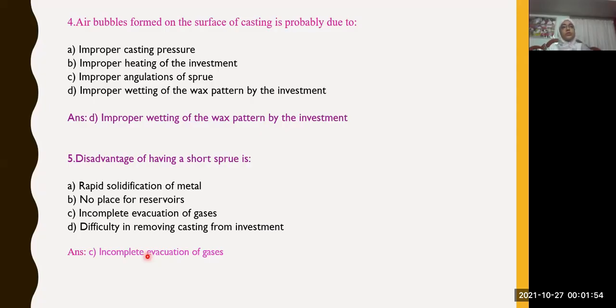The sprue is too short. What will happen? You will not have that space of 6 mm between the end of the casting ring and the tip of your wax pattern, so the gas will not evacuate. So incomplete evacuation of gases will occur because of the short sprue. So the answer is option C.